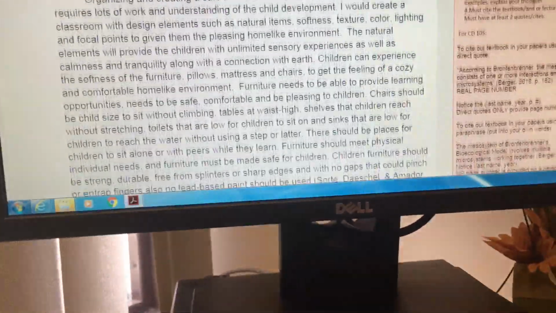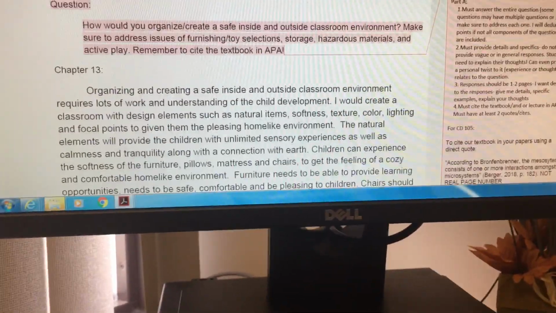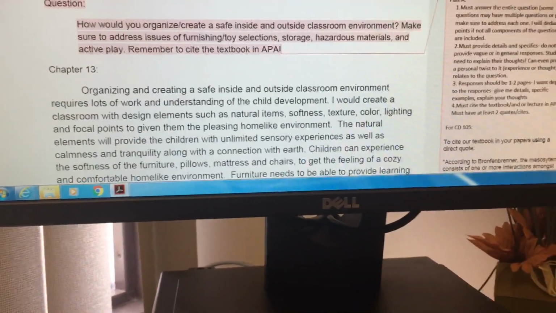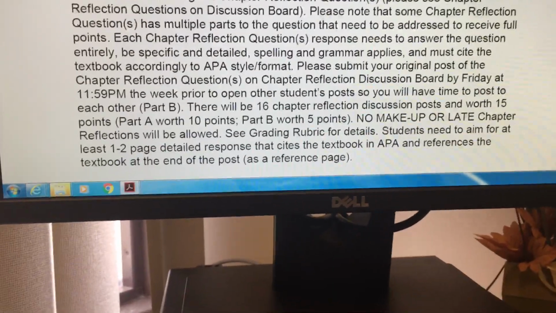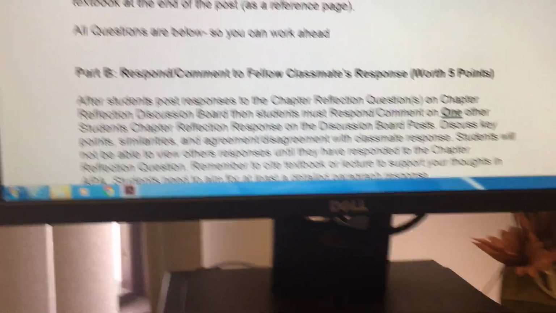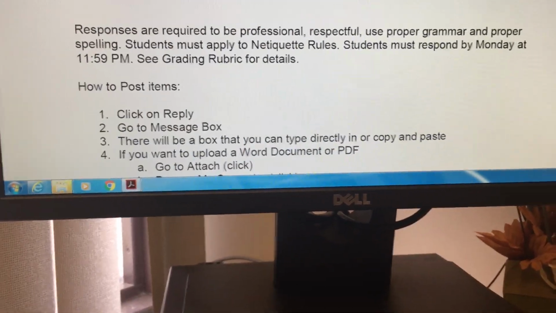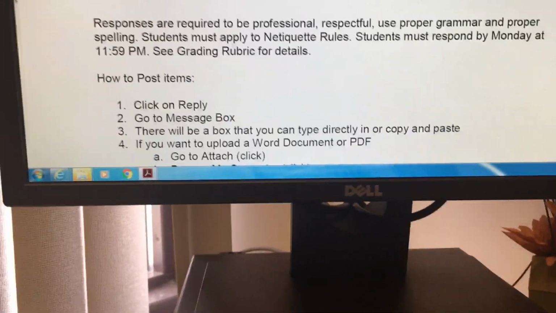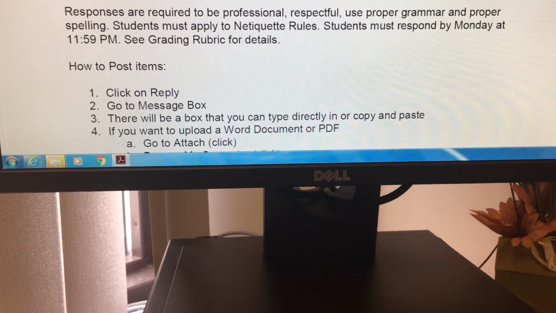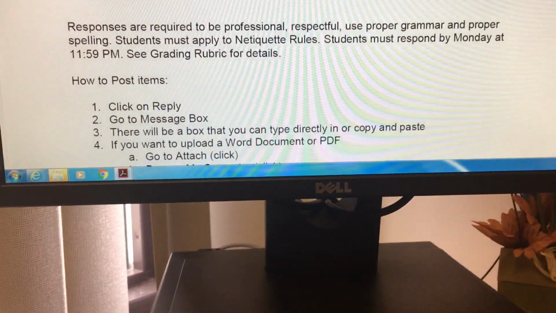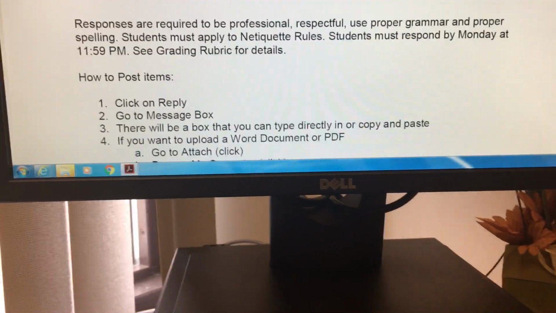So you're going to be doing 1 to 2 pages. You need to cite in APA and really answer the questions. And then Part B is responding to a classmate. When you respond to a classmate, it's important that you're giving detail. You're not saying, "Hey, cool post." Tell me why you thought it was cool. What was good about the post is going to be very important. This response is going to be about a paragraph, if not longer.